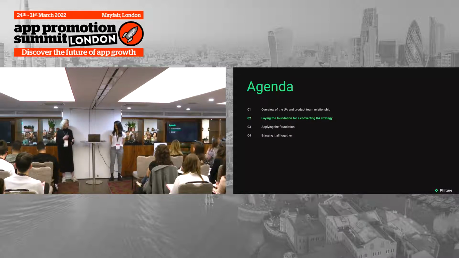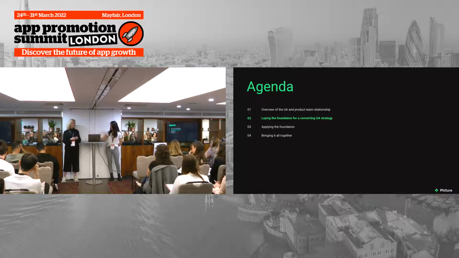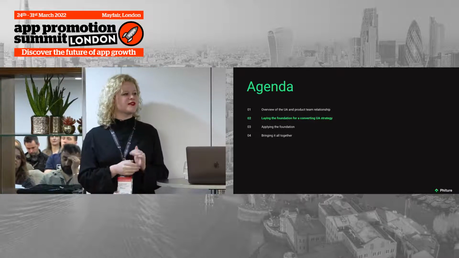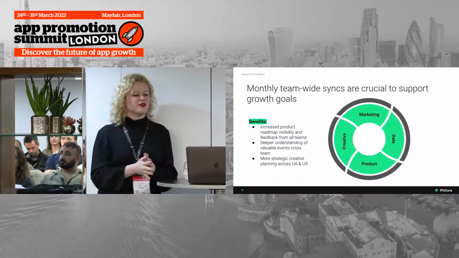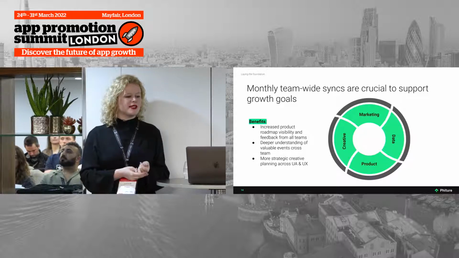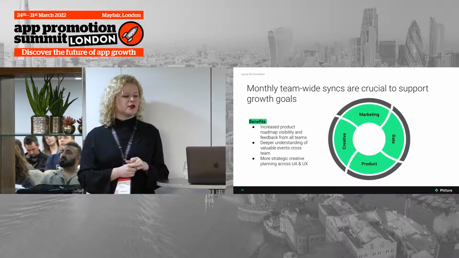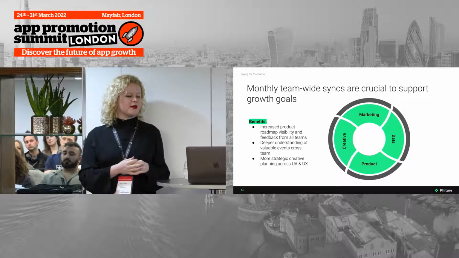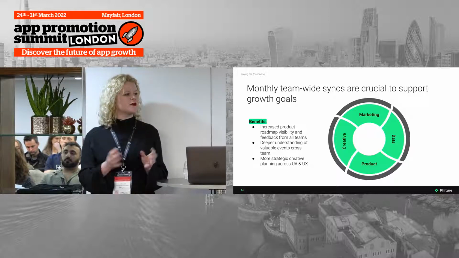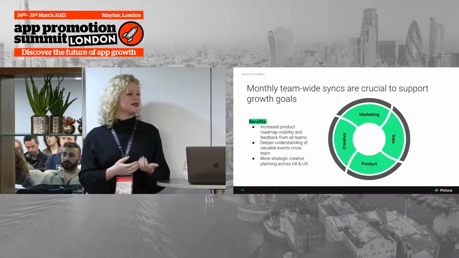All right, so now that we understand what the typical relationship might look like, particularly using our Zen example, let's talk about laying the foundations, some practical things that you can actually do to start to solve some of these issues. The first one's really obvious. If you don't already do this, then make sure that you have monthly team-wide syncs, or even as regular as you feel is appropriate. This is really crucial to support your growth goals and make sure that everybody's on the same page. We would also recommend not just having marketing and product, but also bringing your creative and data teams in there, so that everybody's looking at the same data set and speaking the same language.